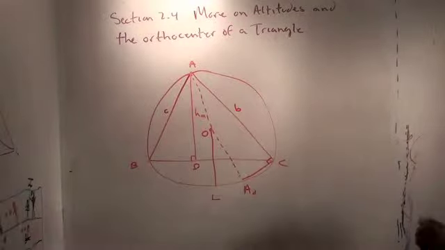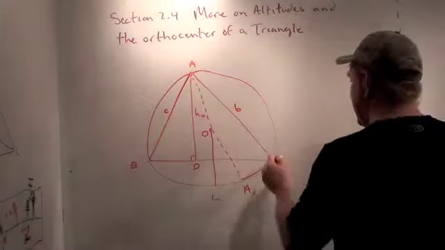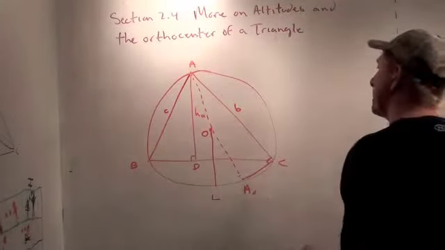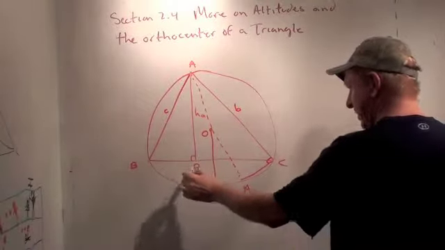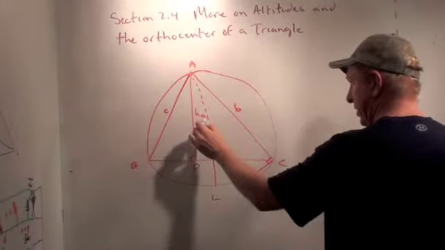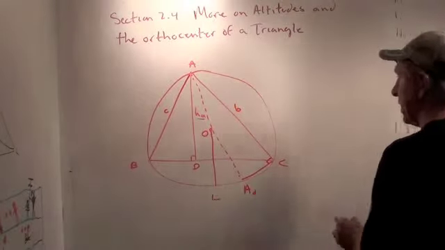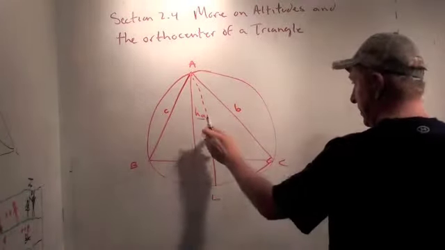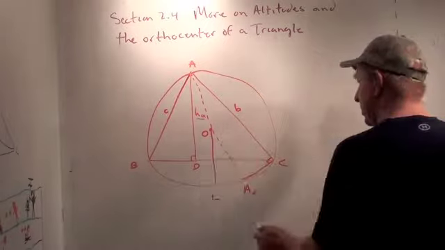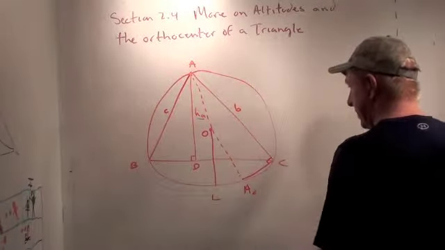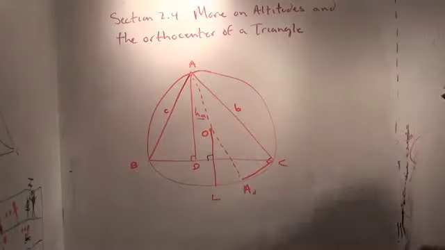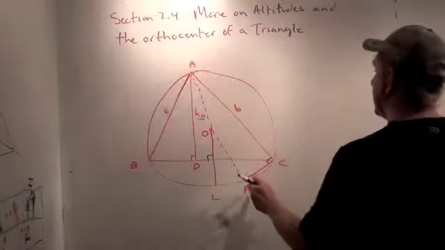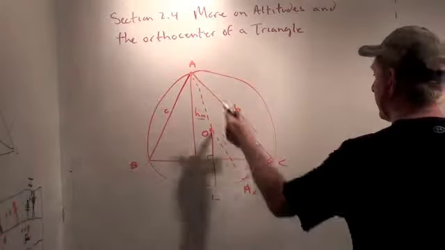So, we start off with the following picture: triangle ABC, circumscribed circle. The altitude from A down to the side BC, which intersects at D. The book calls that HA. I've drawn the circumcenter at O, along with a line down to L. This, you'll recall, is a perpendicular bisector of the side BC. L is where it intersects the circle. And I've also drawn the line A to A0, which is a diameter of the circumscribed circle.